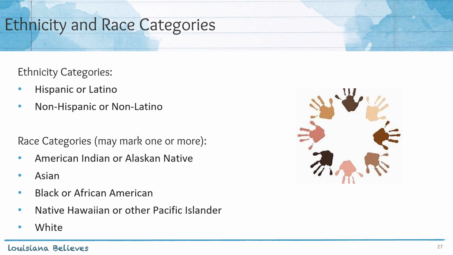Ethnicity and race categories. Ethnicity is broken down into 2 categories, Hispanic or Latino, and non-Hispanic or non-Latino. The racial categories include American Indian or Alaskan Native, Asian, Black or African American, Native Hawaiian or other Pacific Islander, and white. A person may identify as belonging to multiple racial categories.